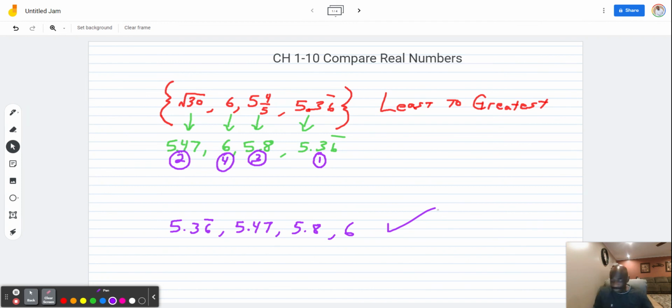All right, so I wanted you to see that one because that one is one of the examples in your book. And that's how you can get to that answer very quickly and easily. All right, that's that.